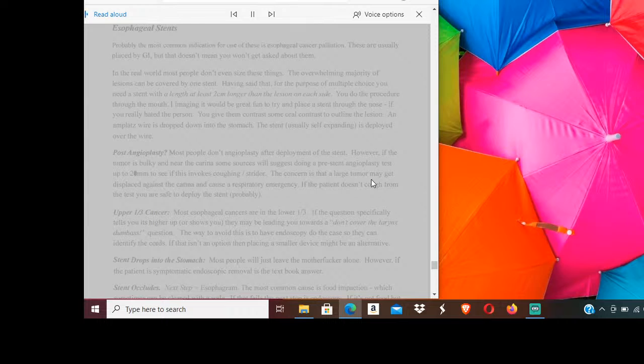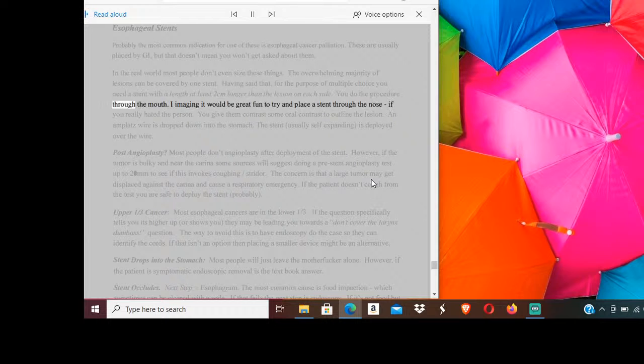506. Esophageal stents. Probably the most common indication for one of these is esophageal cancer palliation. These are usually placed by GI, but that doesn't mean you won't get asked about them. In the real world, most people don't even size these things. The overwhelming majority of lesions can be covered by 1 stent. Having said that, for the purpose of multiple choice you need a stent with a length at least 2 centimeters longer than the lesion on each side.